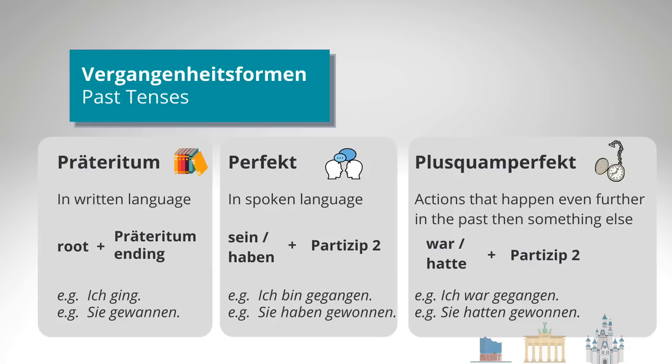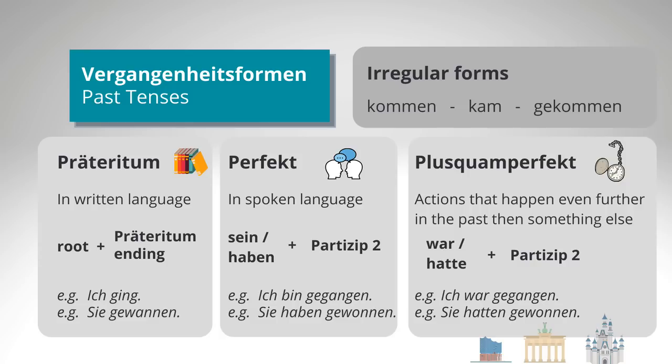And the corresponding Plusquamperfect form would be ich war gegangen. I had gone. Ich war gegangen. Let's have another example. This time we start with they won. Sie gewannen. Again, this is a Präteritum form, a simple past form. And the corresponding perfect form would be sie haben gewonnen. They have won. And the corresponding Plusquamperfect would be sie hatten gewonnen. They had won. Sie hatten gewonnen.